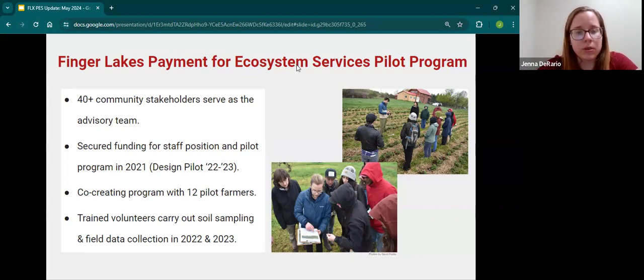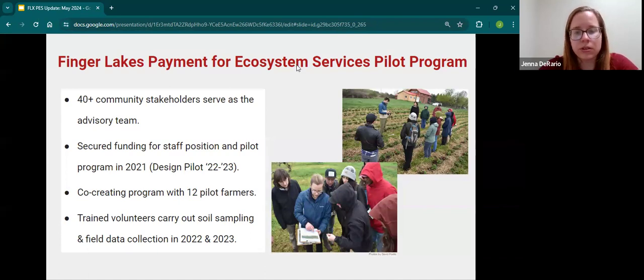So we've been working with that group of farmers since 2022 to have conversations on, what does a payment mechanism look like? What does a contract look like long-term? How much could a payment be worth your time in a long-term program? So really having these on-the-ground conversations with the farmers that we work with.